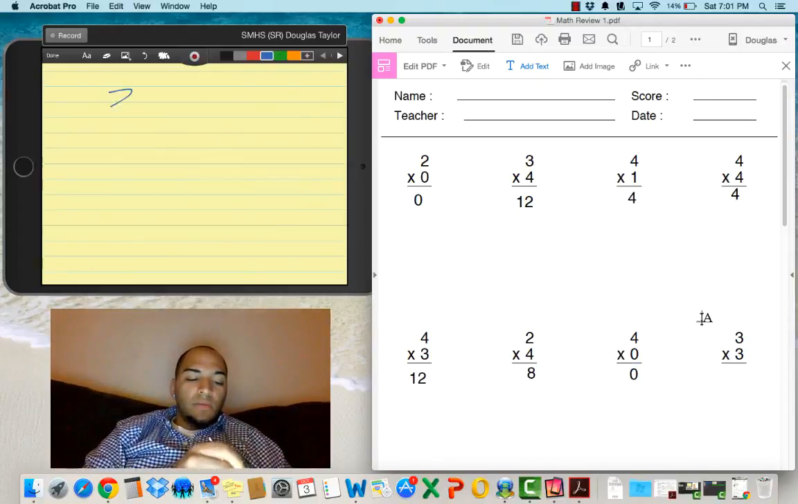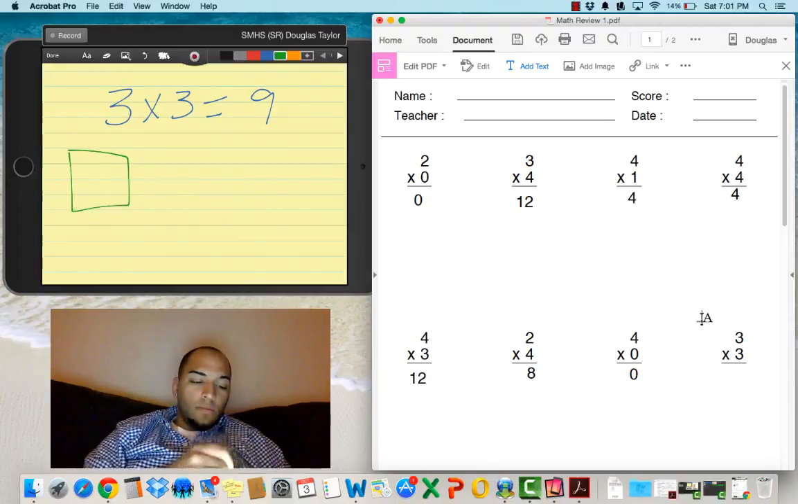Okay, let's look at the next one. 3 times 3, which equals 9. And it looks like we have the groups here and the amount in each group here. So it looks like we have 3 groups and we have 3 in each group.